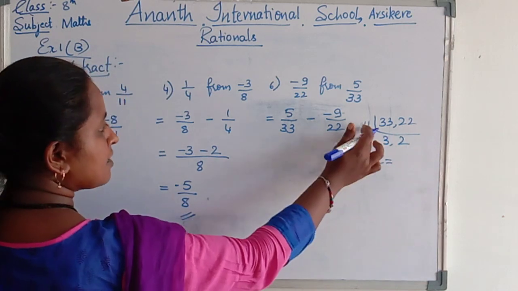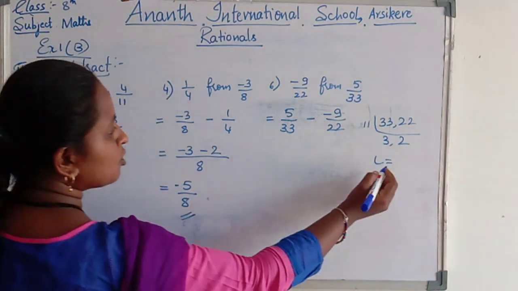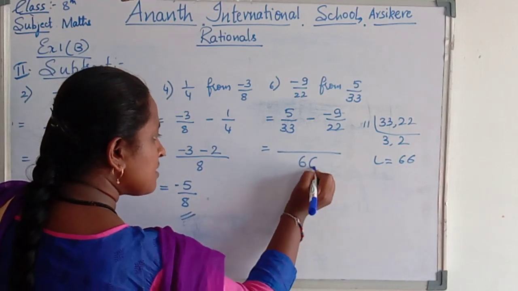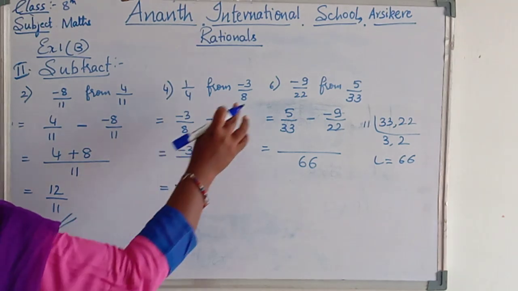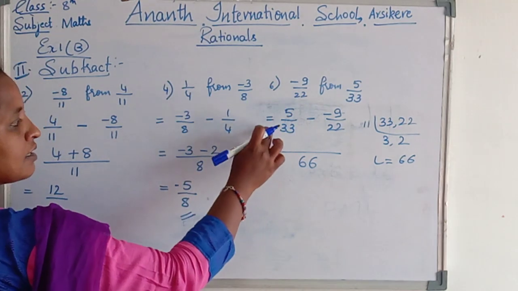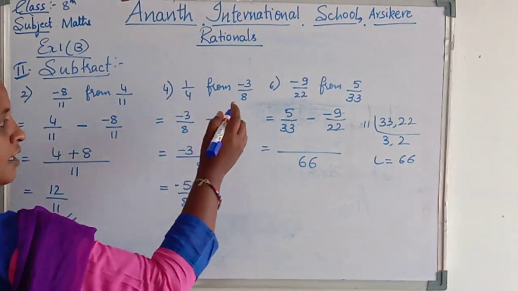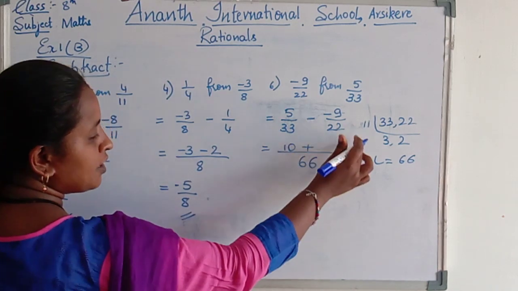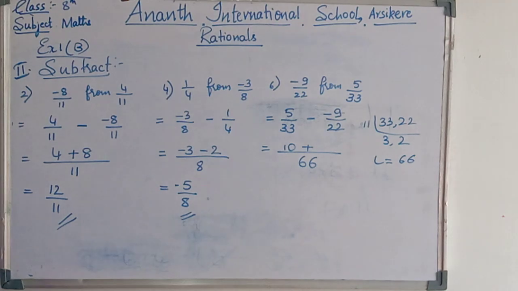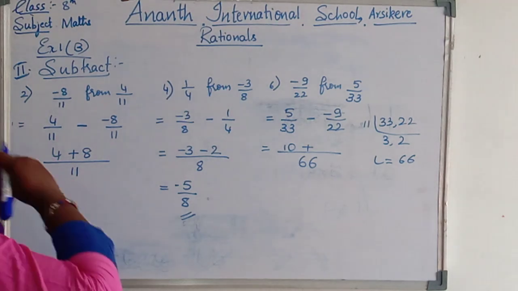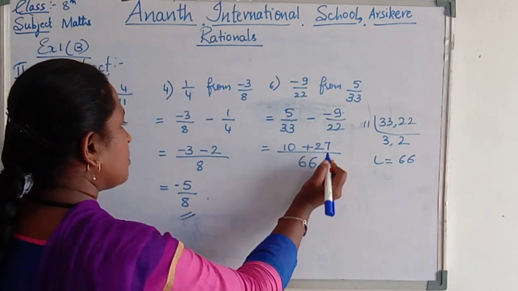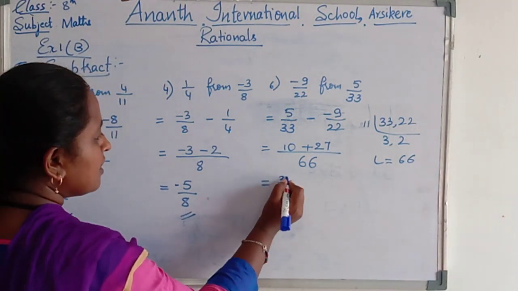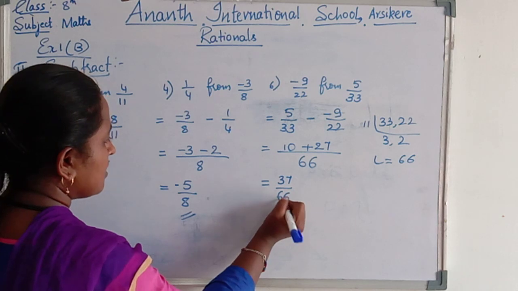Now the LCM: 11 3s are 33, 33 2s are 66. So 66 is the LCM. First we will take this rational. 33 how many times? 2 times. Then 5 2s are 10. Minus into minus is plus. 22 how many times? 3 times. So 9 3s are 27. So 27 plus 10 is nothing but 37 divided by 66.